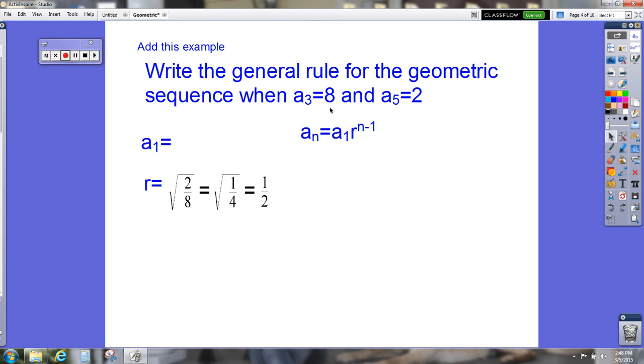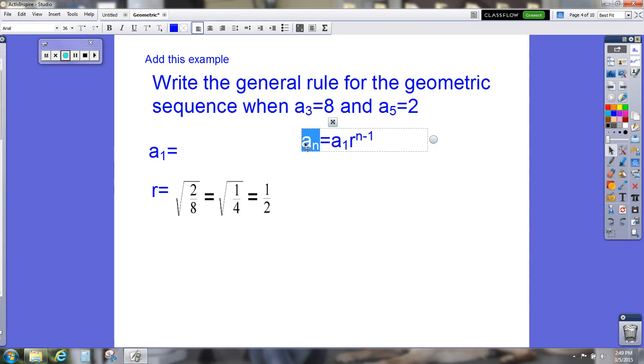Okay, so now we need to work backwards and find the first term. Here again, I can use either one of these terms, the third term being 8 or the fifth term being 2. It doesn't matter which one I use to find the first term. I'm just going to use that the third term is 8. So let's substitute in. I'm going to substitute 8 in for the nth term, my third term. My ratio is 1/2, and my n is 3.